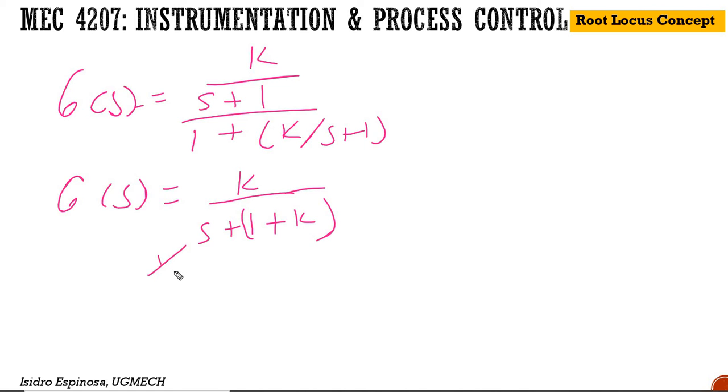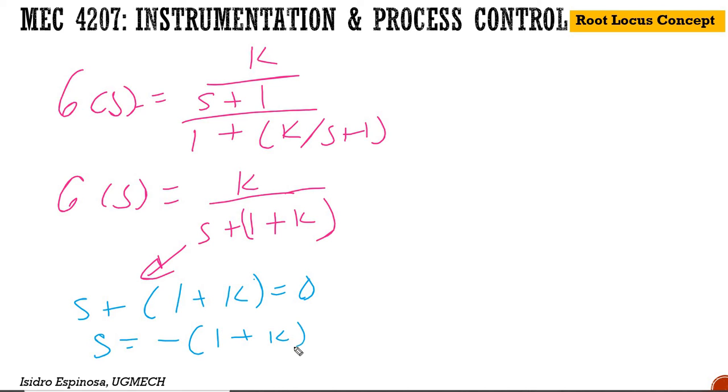So we can easily identify the denominator, that is s plus 1 plus k. Okay, and if we want to calculate the root, we equate to 0. So we know that the value of the root is minus 1 minus k. So here is something very, very important, right? We have k.